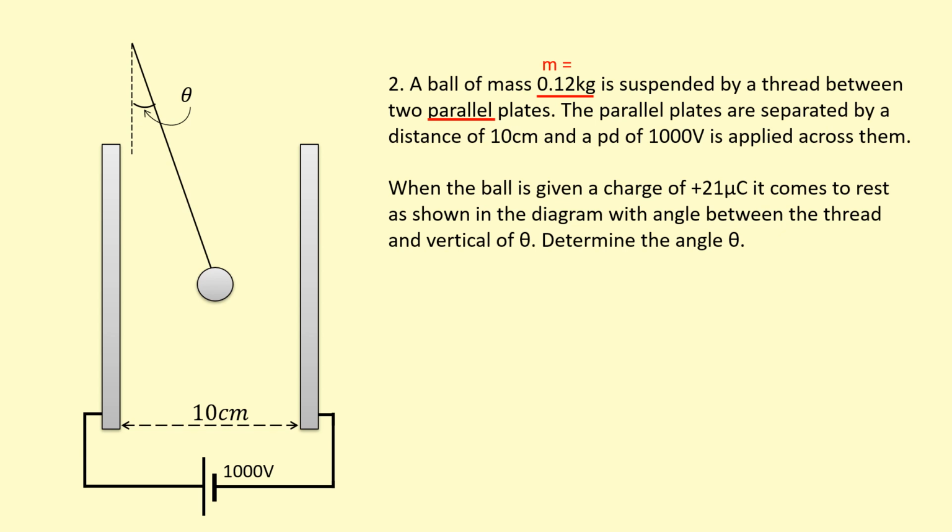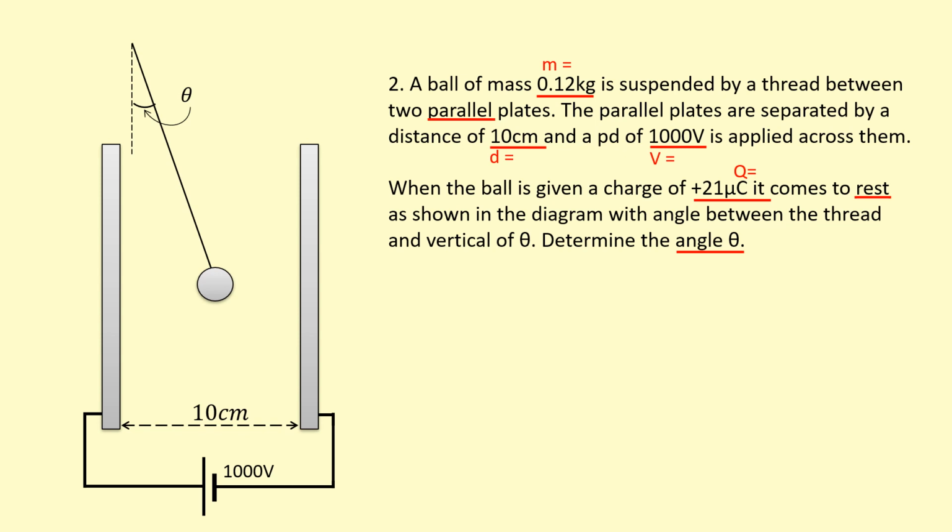Okay, so the parallel plates are separated by a distance of 10 centimeters. And the potential difference between the plates is 1,000 volts. Okay, and when the ball is given a charge of plus 21 microcoulombs, it comes to a rest as shown in the diagram. So if we say it's coming to a rest, then we're going to have to assume that it's coming to equilibrium as well. So it's not only comes to a rest, but the forces are balanced. And the angle between the vertical is theta, so that we can try to find the angle theta here.